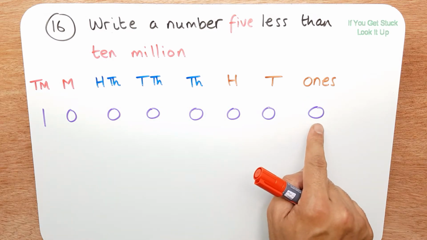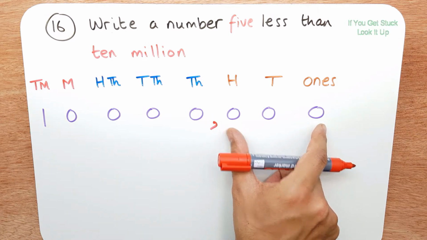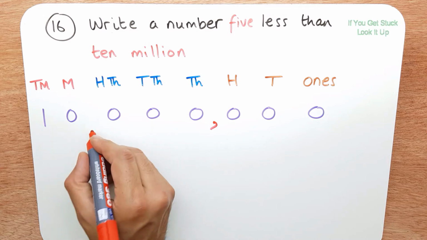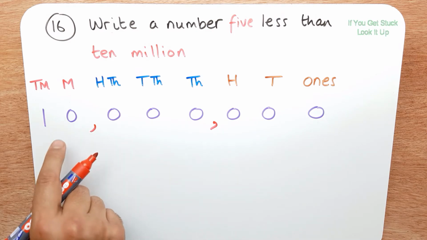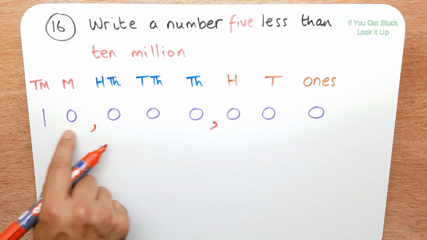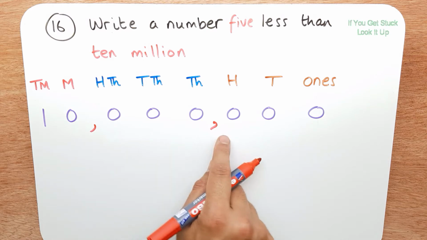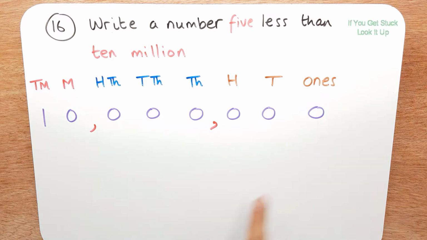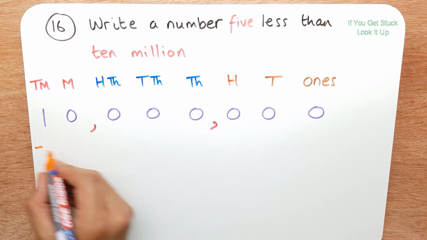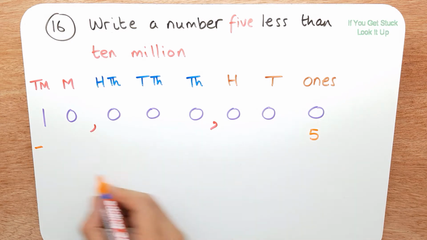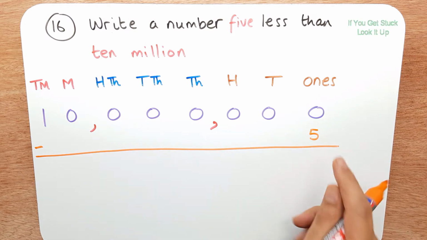And as before, 1, 2, 3, comma. So this is your thousands. 1, 2, 3, comma. This is your millions. And then you have 10. So you have 10 million and nothing there. Let's do it the long way. So we're going to subtract 5. So be prepared for this.